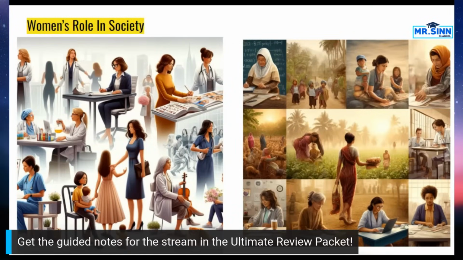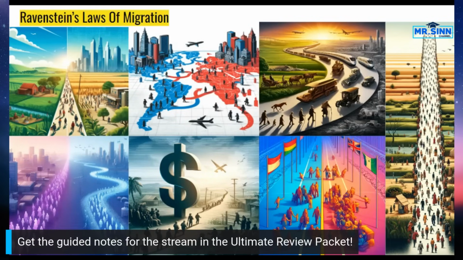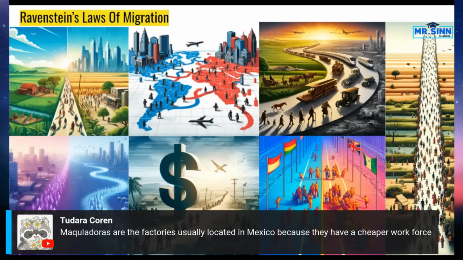This is created by AI. So this is all ChatGPT. I tried to create, you'll see a couple. This next one is for Ravenstein's laws of migration. This is all ChatGPT as well. That's kind of cool. Some people are asking about maquiladoras, and yes, that would be a maquiladora. We'll talk more about them later on as well.